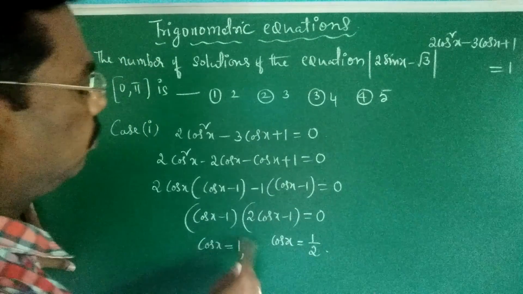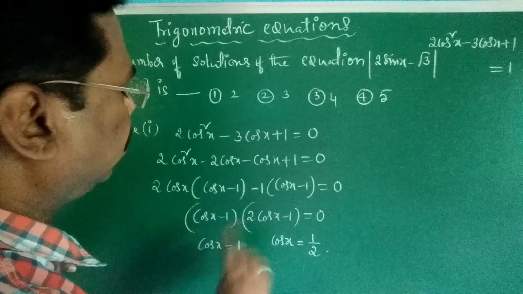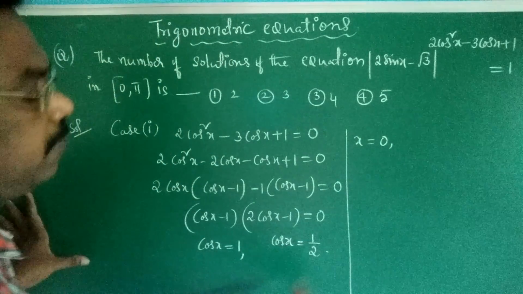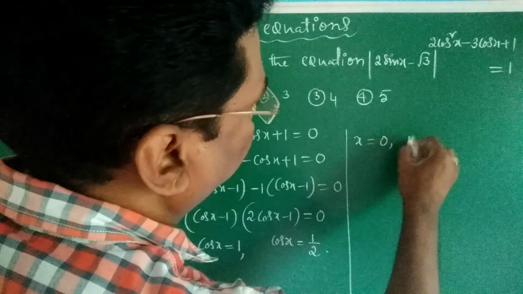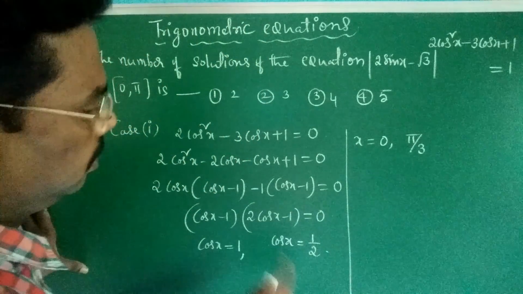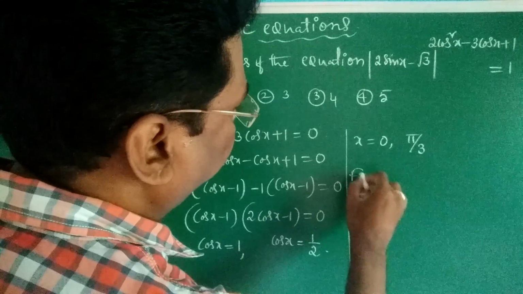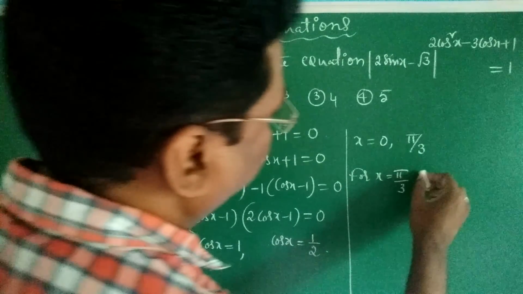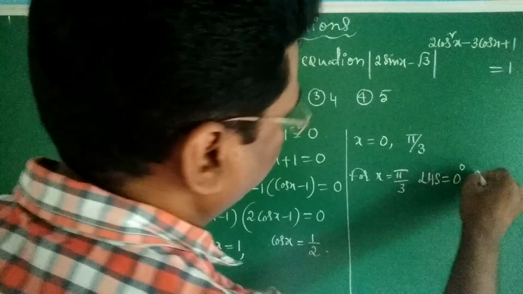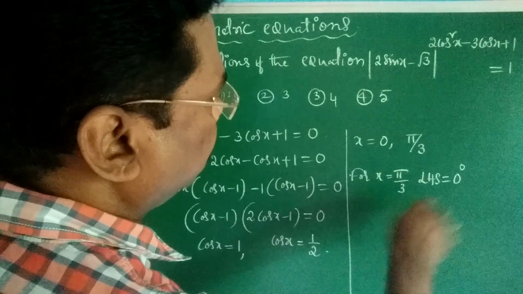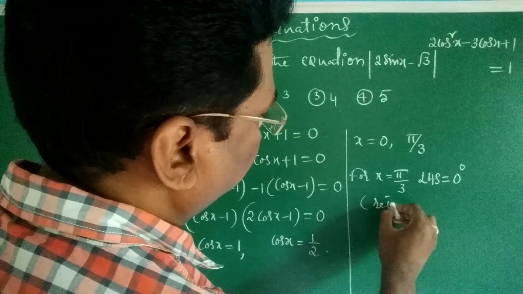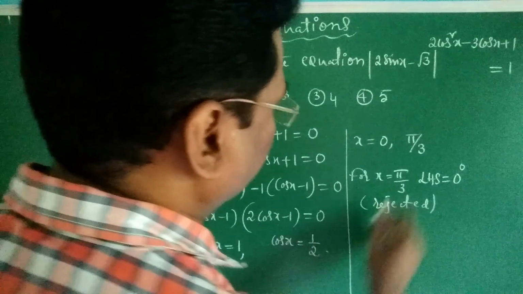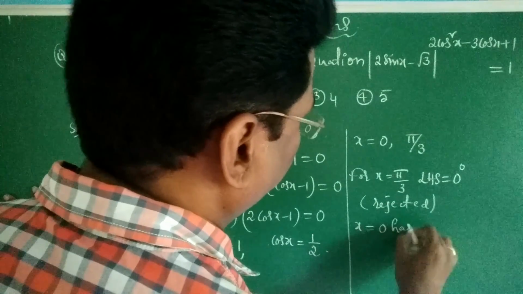Now cos x = 1 means x = 0, since cos 0 is 1. And 1/2 means cos 60, that is cos π/3, so x = π/3. Now for x = π/3, the LHS is 0 to the power 0, therefore that value is rejected. Therefore x = 0 is a solution. x = 0 is one of the solutions.